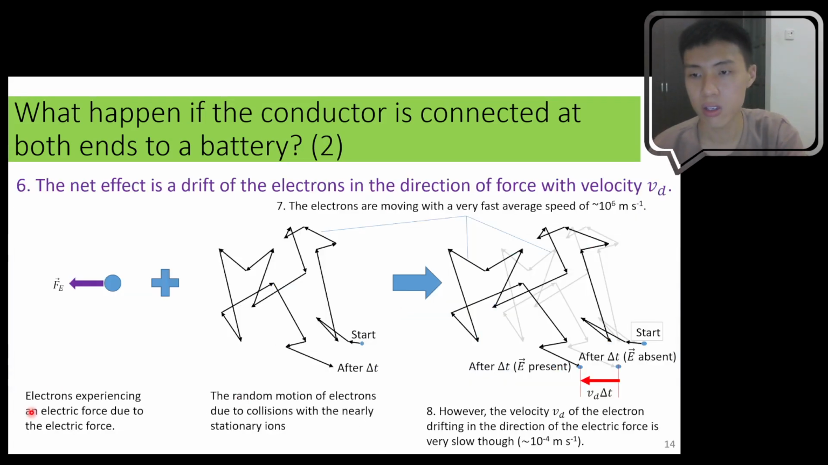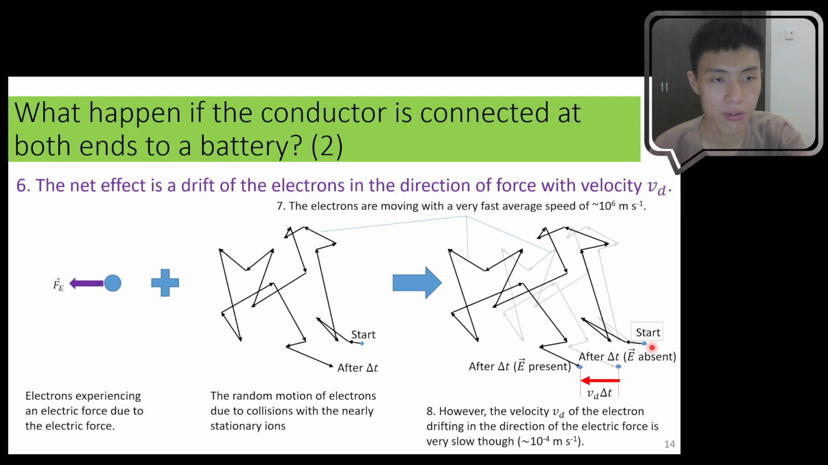So what happens is you have electrons experiencing a force, but you also have electrons moving in random motion due to the collisions with nearly stationary ions. In the usual case you have a lot of bouncing around. Essentially, you're just moving around the same region, whizzing around. Right now, the electrons are moving with a very fast average speed of 9 times 10 to the power 6 meters per second. But due to this electric force, there will be a slow drift towards the direction of the force. So initially, if it's moving in the light gray direction, due to the force it experiences some acceleration that directs it slightly to the left.